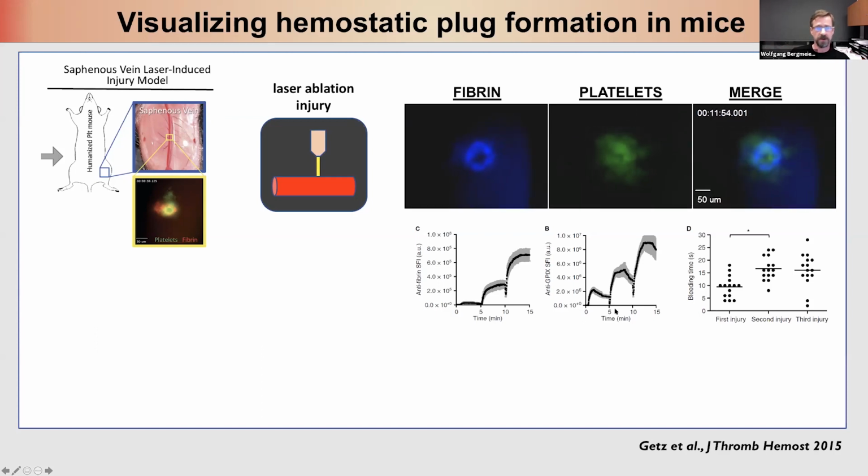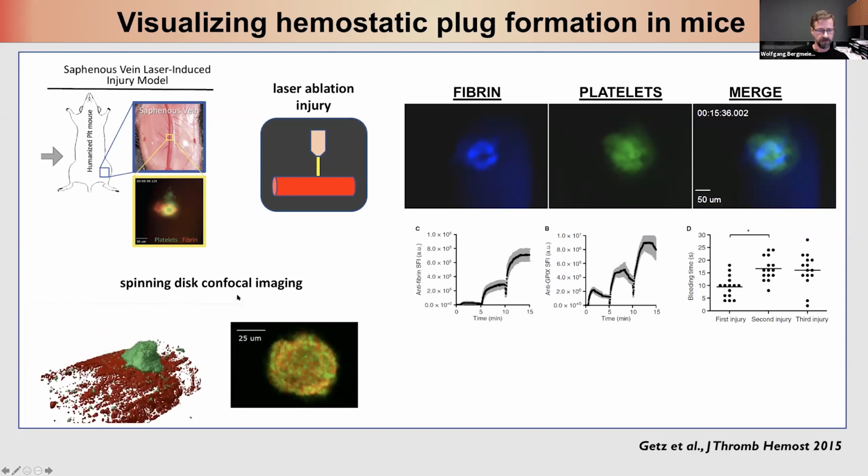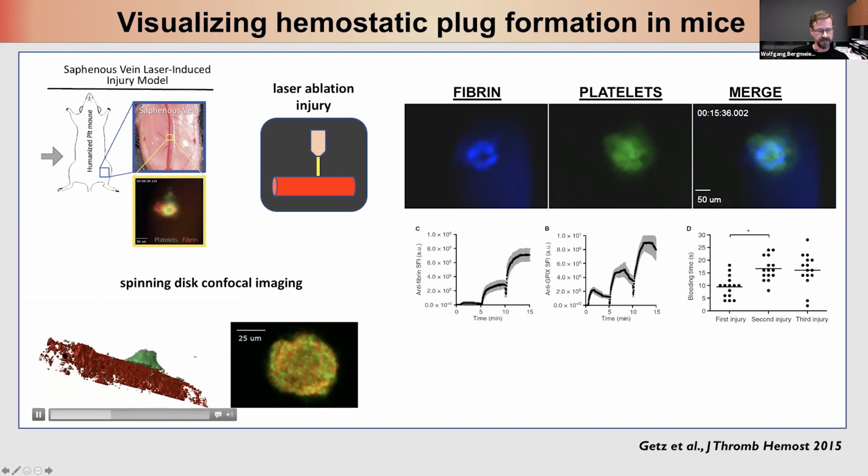Third time, you can do it as often as you want, as long as you can blow out that plug from this position. Then, of course, you can go up and down the saphenous vein and make multiple injuries. So out of one experiment, you get a lot of information on fibrin formation, platelet adhesion, and bleeding times, which are about 15 to 20 seconds long in this particular model. Now, if you look at this in 3D, so this is scanning confocal imaging, what you see is the vasculature here, the platelet plug sitting in that area where we used the laser ablation system.